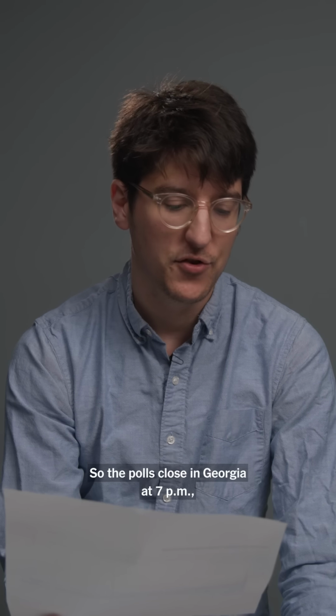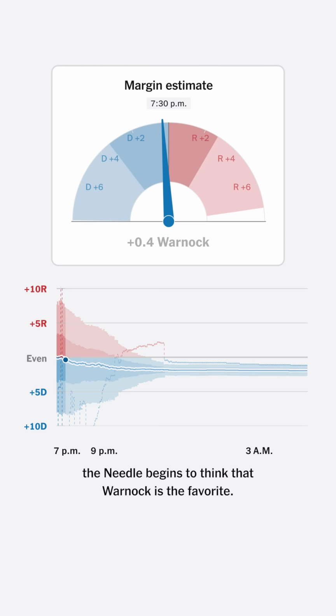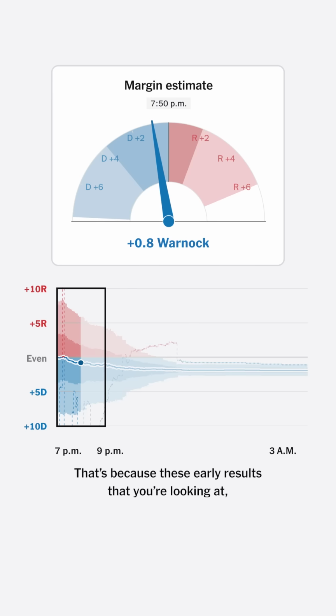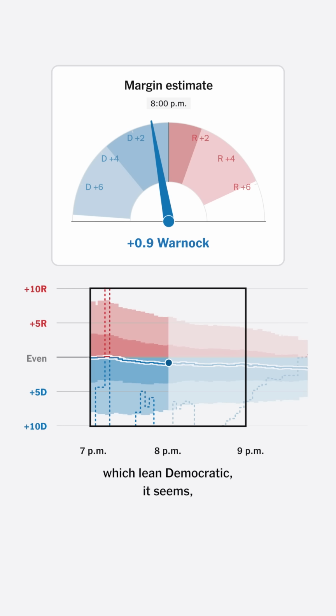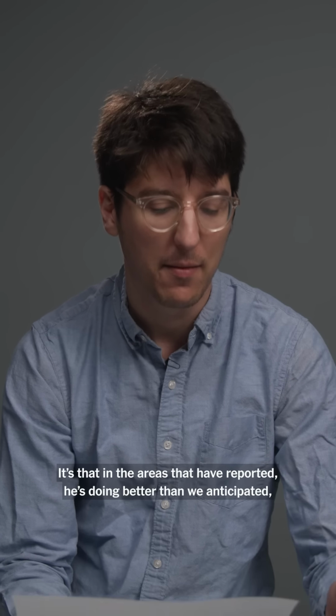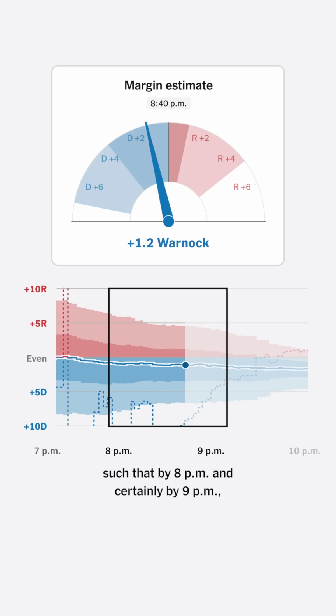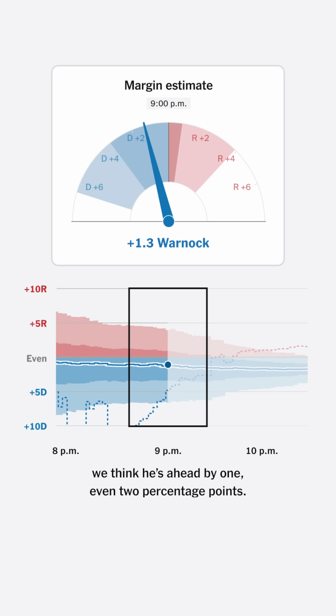So the polls close in Georgia at 7 p.m. and you can see that pretty quickly the needle begins to think that Warnock is the favorite. That's because these early results that you're looking at, which lean Democratic it seems, were better than we expected for Warnock. So it's not simply that Warnock's in the lead, it's that in the areas that have reported he's doing better than we anticipated, such that by 8 p.m. and certainly by 9 p.m. we think he's ahead by 1, even 2 percentage points.